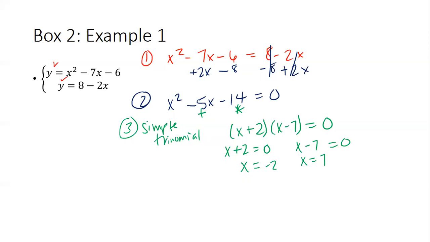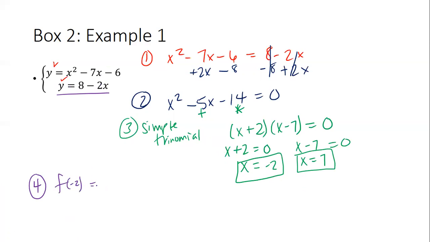All right. For every x, there must be a y. So I have my x's. I'm going to take these and plug in to solve for my y. And it doesn't matter which one of these you use. I typically use the smaller one. So I'm going to use y equals 8 minus 2x. So for the first one, I'm going to look for f of negative 2.